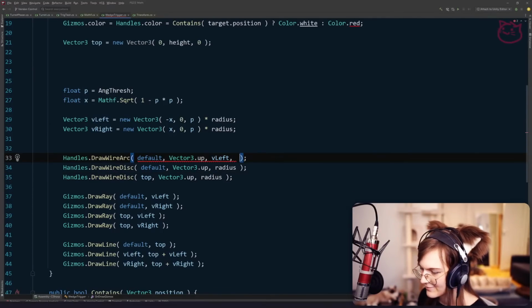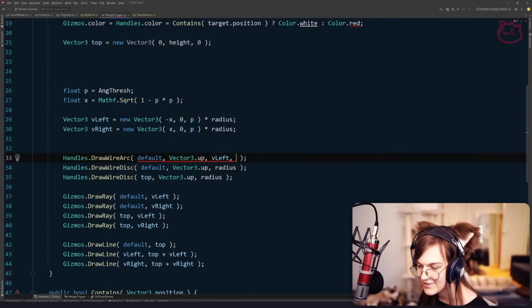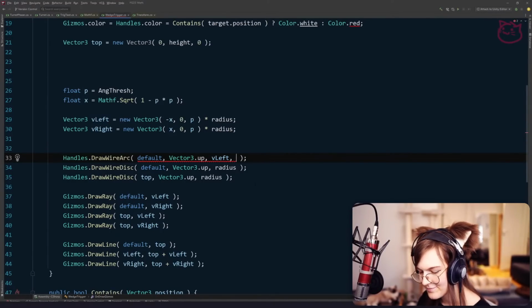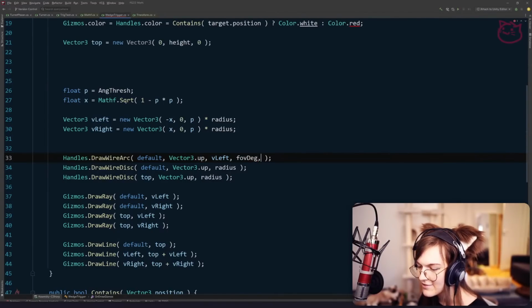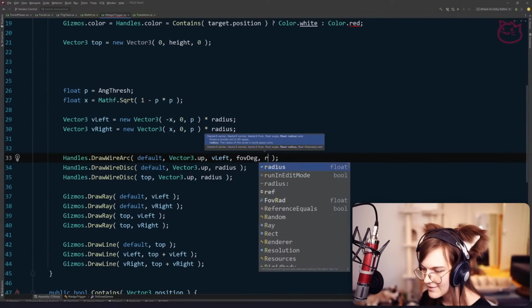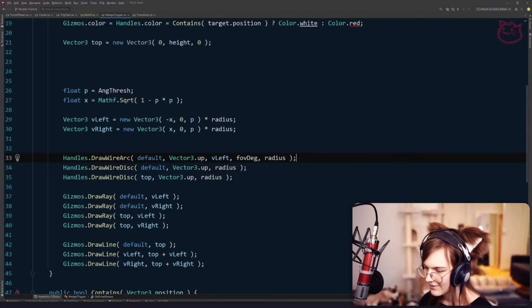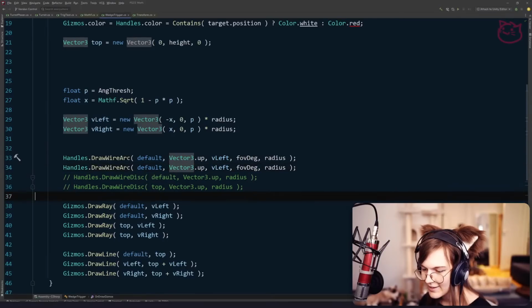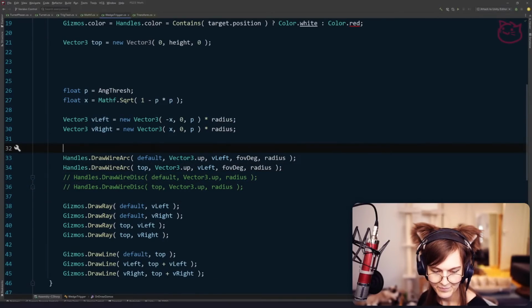Nothing is consistent, and everything is garbage. And so you just have to get used to that and read the documentation all the time. Anyway, so we want to pass our field of view in degrees into this one. And then we need the radius, and that's just radius. And I believe that should do the bottom of that pie, and then we need to do the same thing at the top.